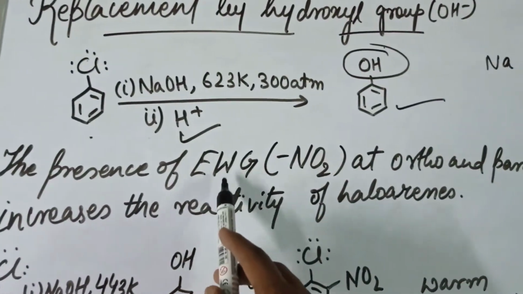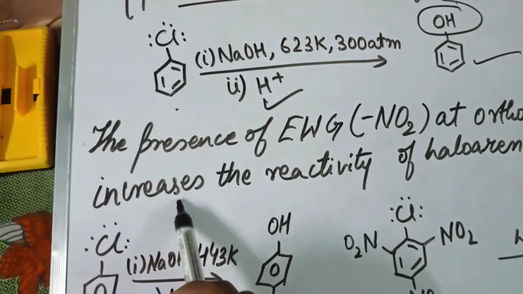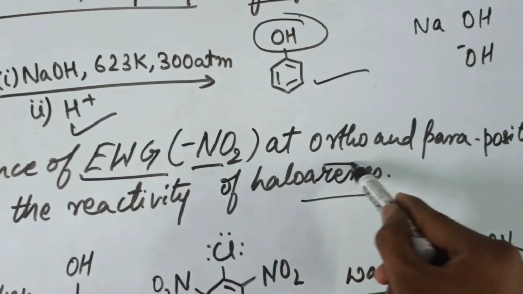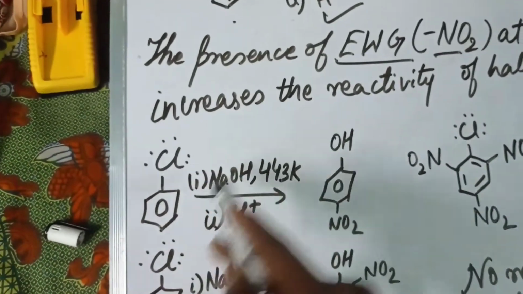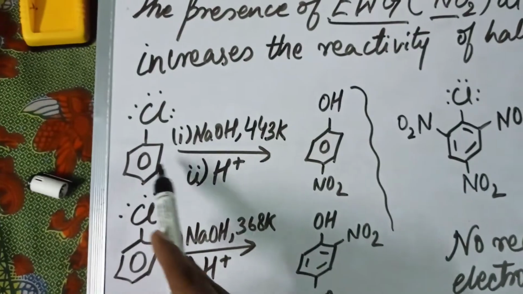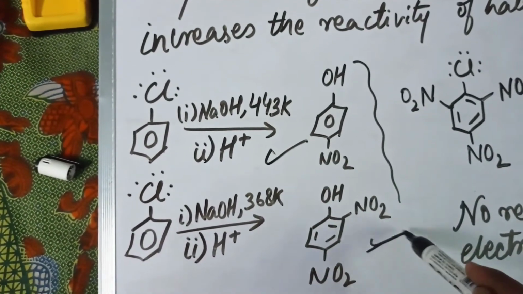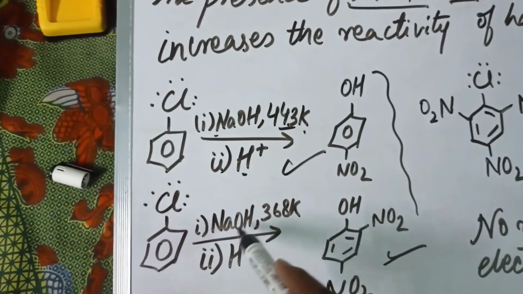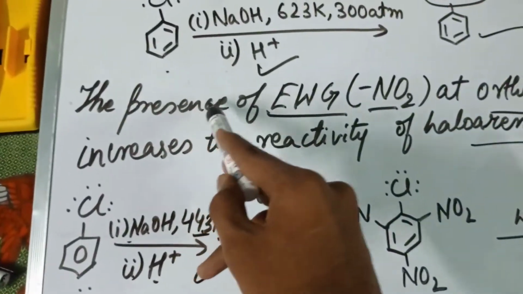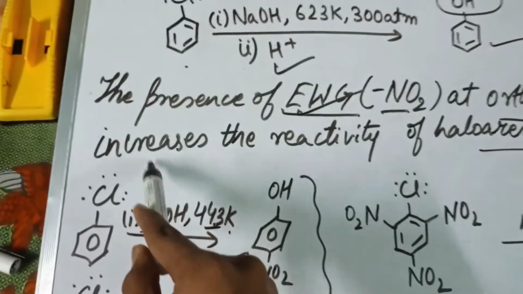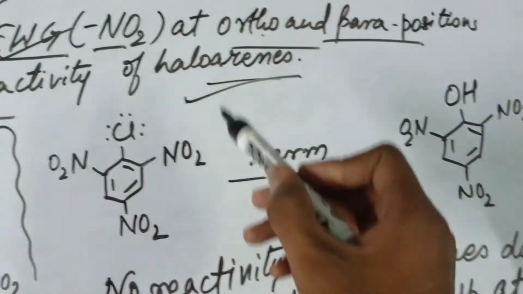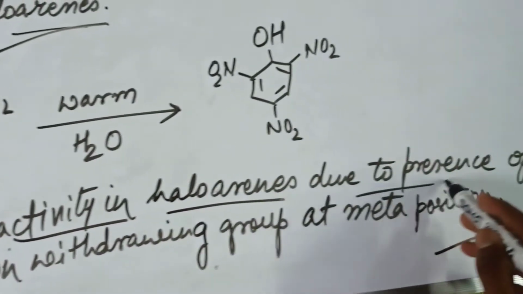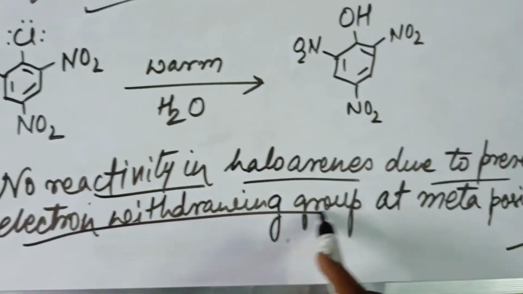The presence of electron withdrawing group NO2 at ortho and para positions increases the reactivity of haloarenes. It reacts and gives us the ortho and para products, with NaOH at 443 Kelvin and then H plus. Here we saw that the presence of an electron withdrawing group at the ortho and para positions increases the reactivity of haloarenes. When the electron withdrawing group is at the meta position, there is no reaction, no reactivity in the haloarenes.